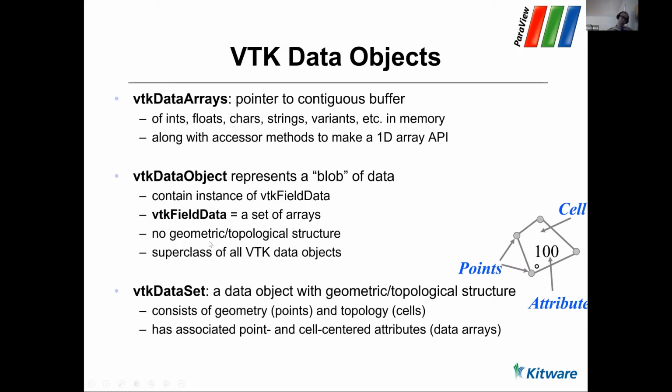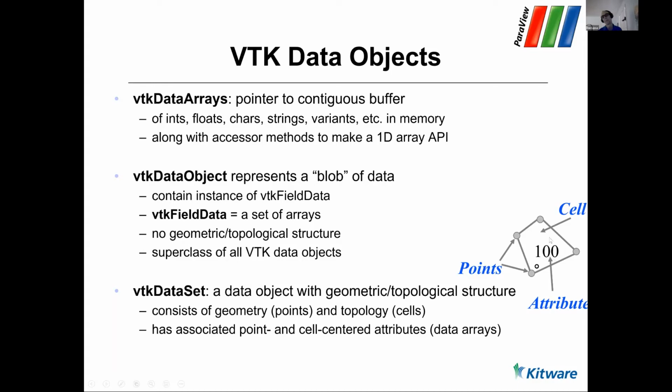A data object is an object that has a number of these data arrays. And the data set is a data object, so it's an object that has a number of arrays, but also it has geometric and topological structure. That is, it stores in a certain way the points or the nodes of the data set, and also it stores cells for the data set, that is, interpolation information for the data set. So that is the connection between points. And all this information is stored using data arrays.